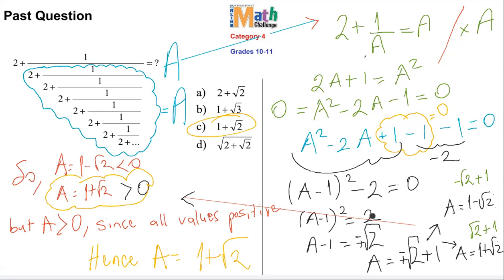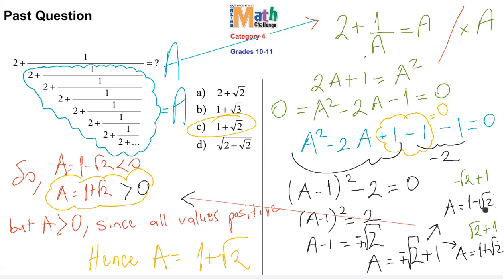After that, I move it to the other side and take the square root of both sides. When we take the square root, we have positive and negative options. And then take one to the other side. So for A, we have 2 solutions. One is positive root 2 plus 1, this one. And the other one is negative root 2 plus 1. These two are the same, these two are the same.